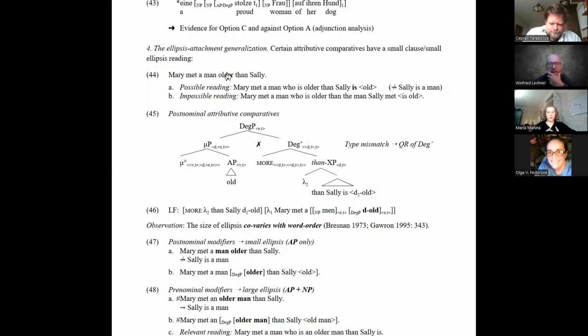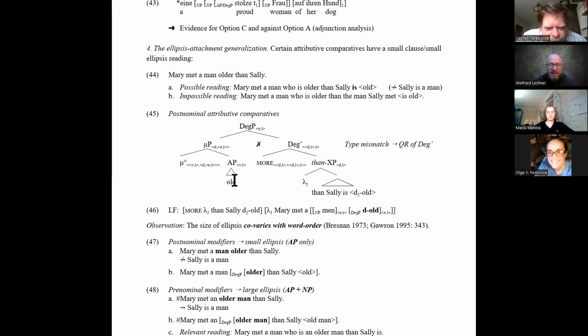Now, how do we actually treat post-nominal constructions? This is something which we haven't seen so far. So far, we have been dealing with attributive pre-nominal constructions. And how do they fare in the new theory? Well, here is sort of a first sketch.